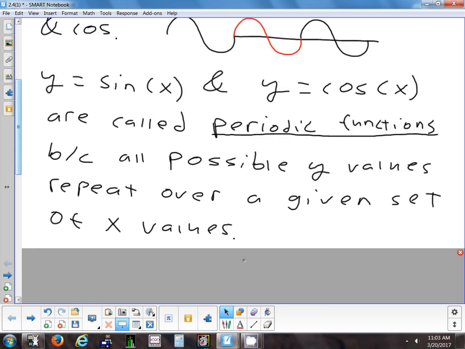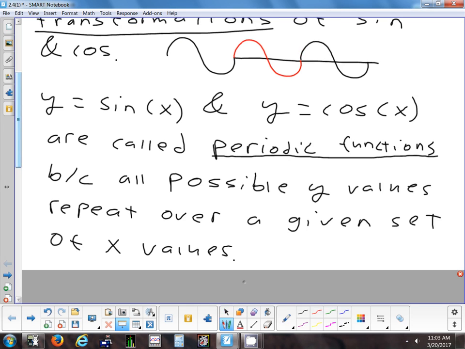Okay? And that's what I'm writing right here. The y values are going to keep repeating. You're not going to go any higher, and you're not going to go any lower than you did in the first section. Okay, so the y values keep repeating. But you have to go through a certain amount of x values before they repeat. Okay? How many x values do you have to go through? You have to go from here all the way to there. That's how many x values you have to go through. And then the graph will repeat itself.